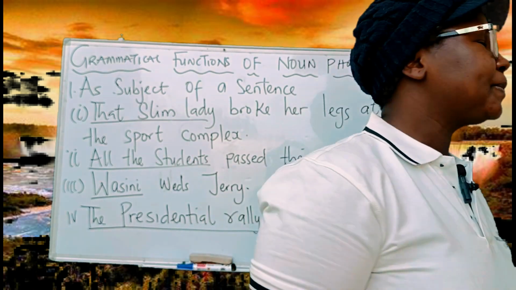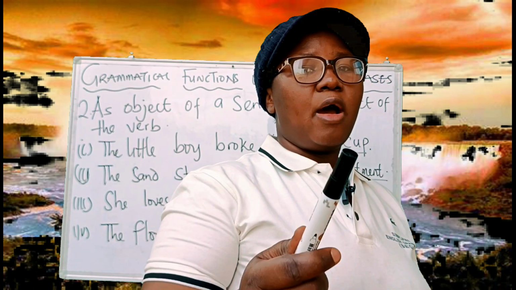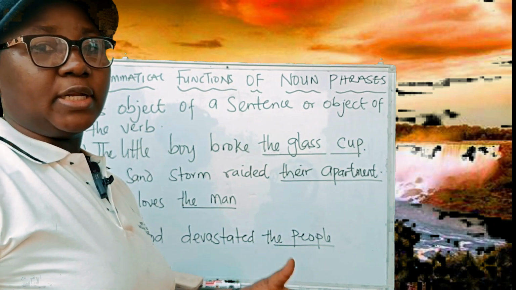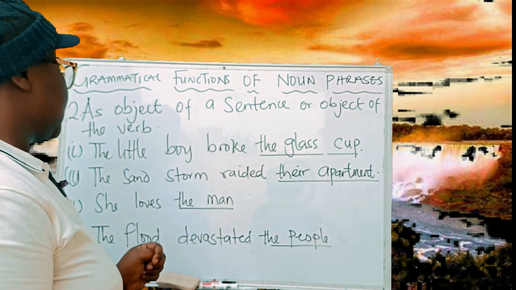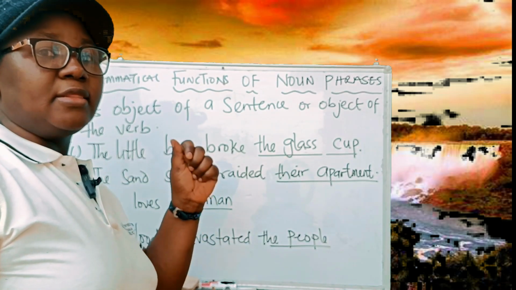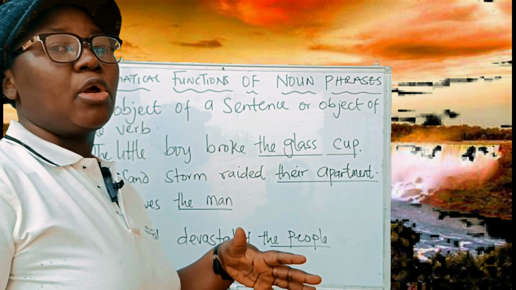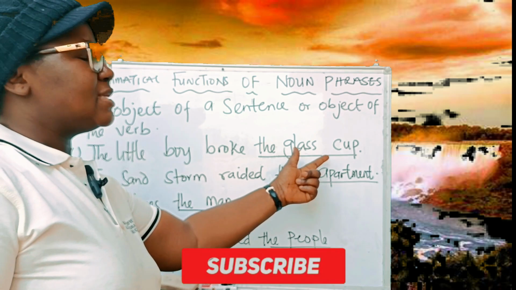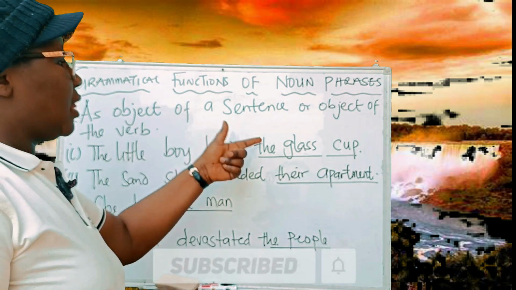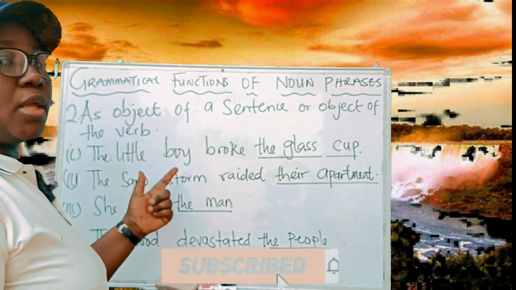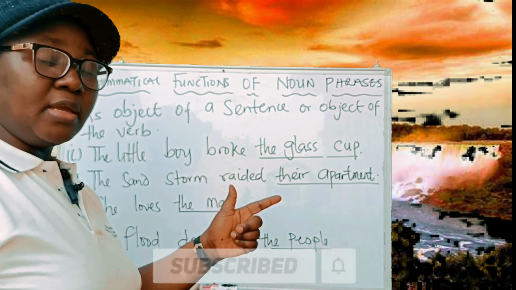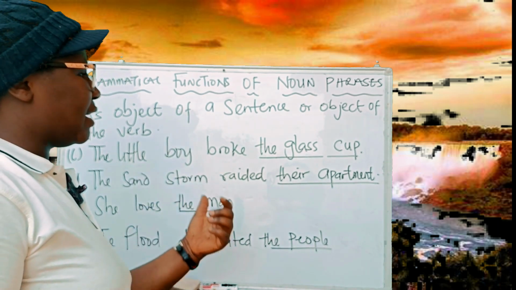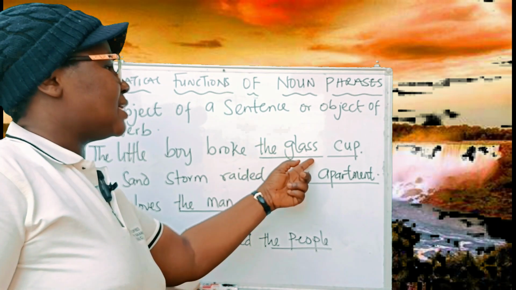Again, follow me. All right, let's take these examples together. We have noun phrases functioning as object of the sentence. I did mention that the object is what suffers the action of the subject. Let's take this example. The little boy broke the glass cup. Here we see the little boy, who happens to be an NP, the subject. Broke: this action is being suffered by another NP, which is the glass cup.